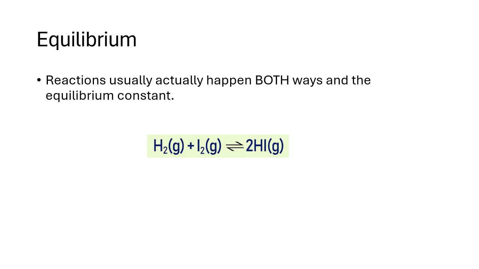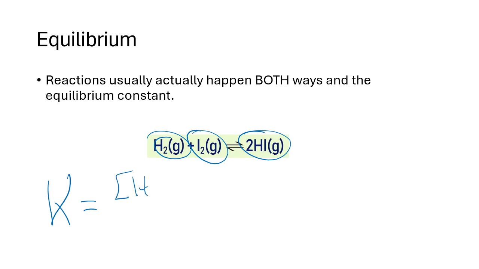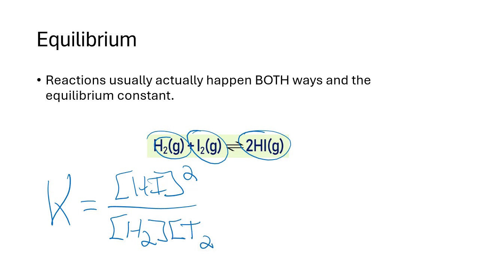So for equilibrium, there's not going to be a lot asked on it. You're going to have to write an equilibrium equation. And so we have K equals the concentration of HI squared over HI. And so that is just the equilibrium. So keep in mind this reaction is happening in both directions.